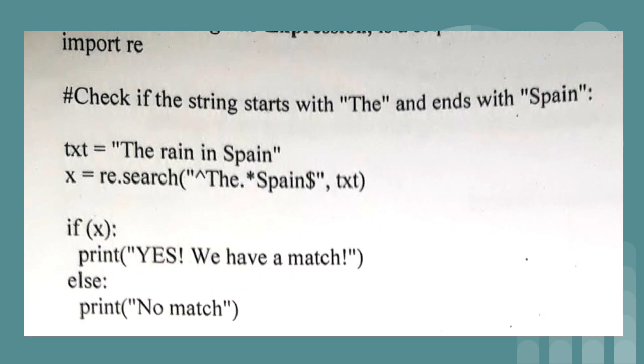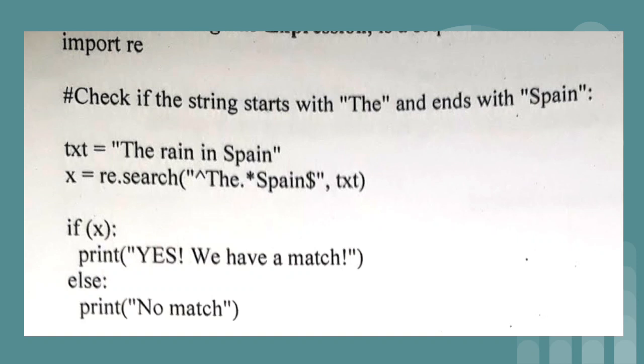So here we have used the caret symbol, asterisk symbol, dot, dollar. These are nothing but the meta characters. And search is the method. Like search, we have different methods also that we are going to see later. But this is the way we should write a regular expression program.